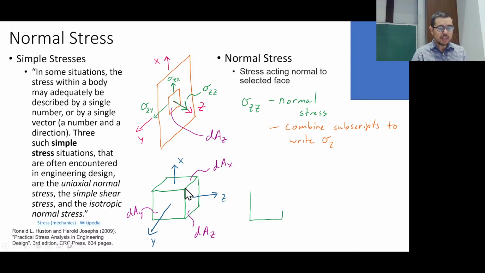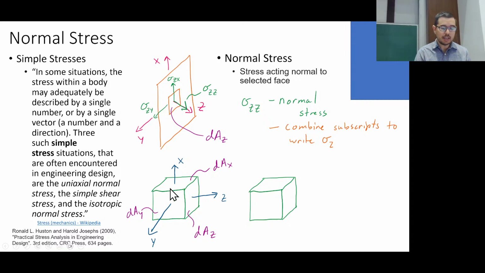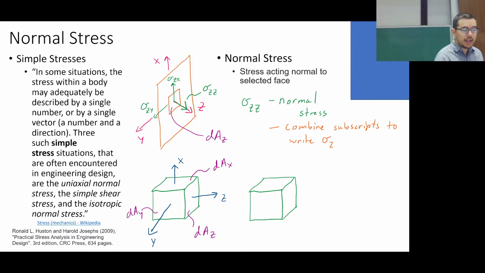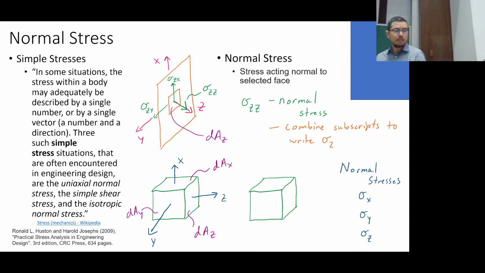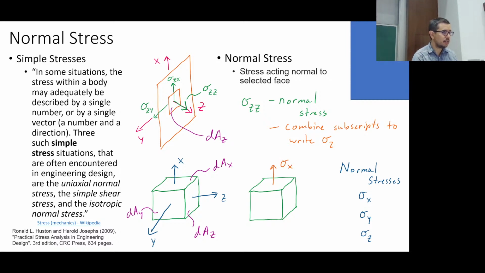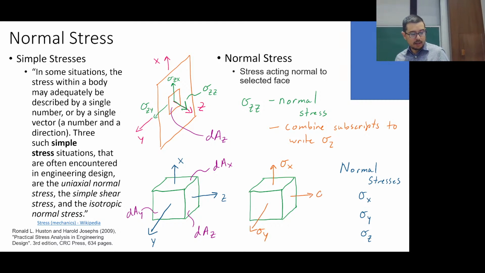Similarly, if I have this element, I have these other faces, x and y, which we were just talking about in a structure, and I can get stresses that are in the y direction and x direction. And so the normal stresses are going to be sigma x, sigma y, and sigma z, just like that. They look kind of like this.